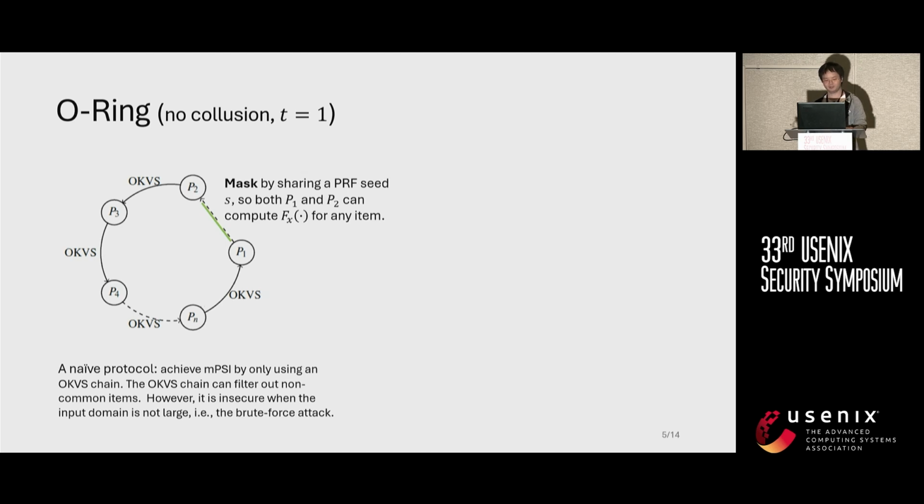But though this ring design is very naive and simple, there's a risk of brute force attack. Imagine that P1's input domain is small, so P1 can easily enumerate all the items in the domain. So it's easy for P1 to get the intersection from P2 to Pn. So we do not expect this.